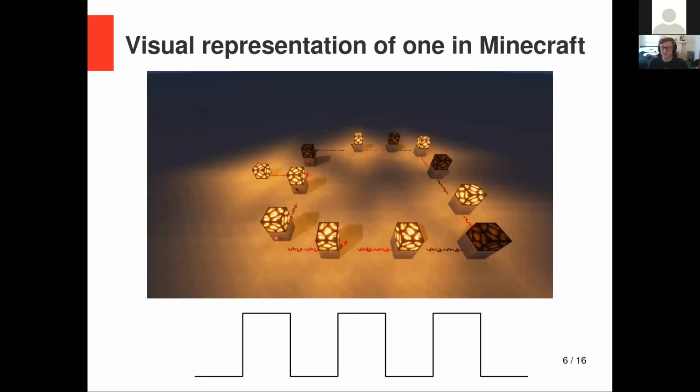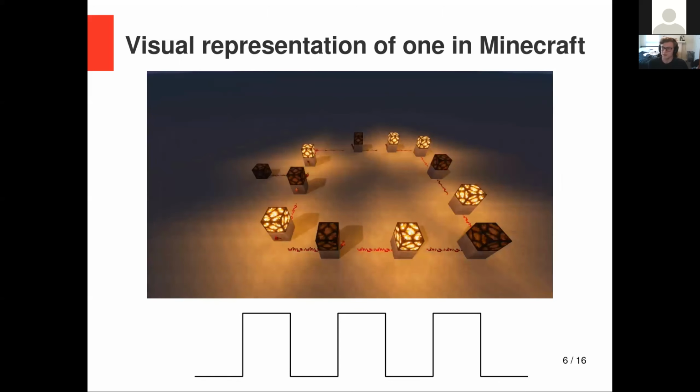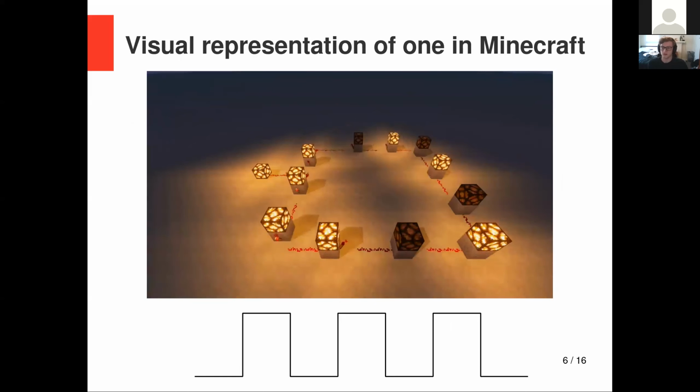So here's an example of what a ring oscillator looks like. I made this in Minecraft because why not? You can build logic circuits in Minecraft, and I think this makes a pretty good visualization. So the state of each inverter essentially is represented by that redstone lamp that's on or off, and you can clearly see it just propagating around there in that square wave. So I found this to be a pretty great visualization for how a ring oscillator works.